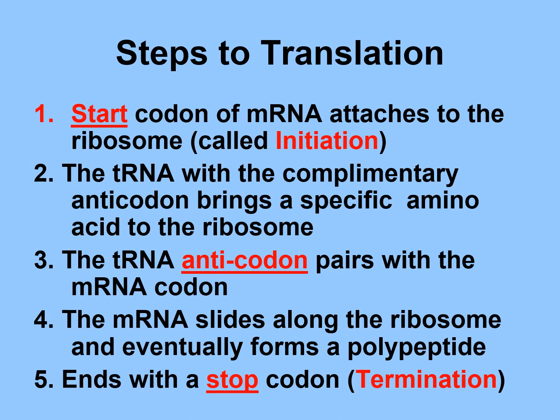So what's going to happen is the start codon of the messenger RNA attaches to the ribosome, and this is what's called initiation. At the same time, our transfer RNAs have all of our specific amino acids. So we have all of our measuring cups lined up in front of us. So 1 and 2 together are what we call initiation.